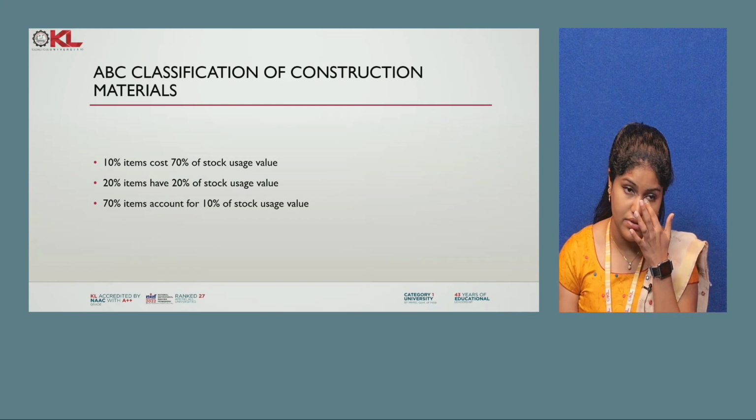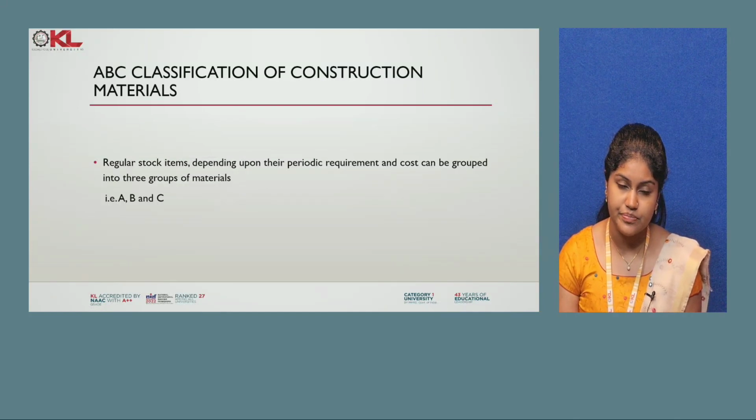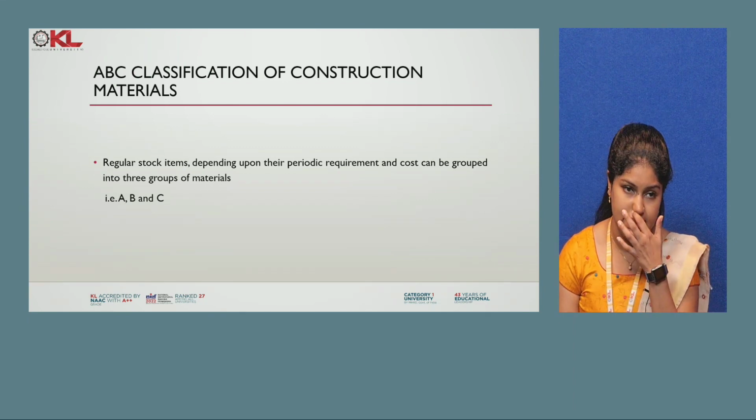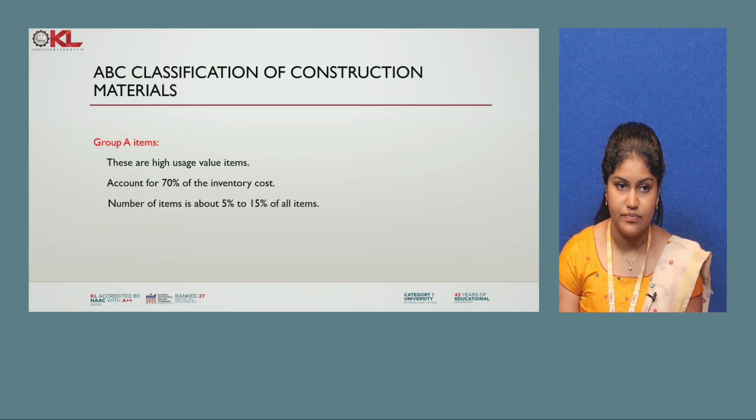So A means the first 10% of items which cause 70% of stock usage, B means 20% of items have 20% of stock usage value, and C means 70% of items account for 10% of stock usage value. Regular stock items depending upon the periodic requirement and cost are grouped into 3 groups, A, B and C. Here you can see, as I told, the total items and inventory cost are mentioned here and the group classes A, B and C.